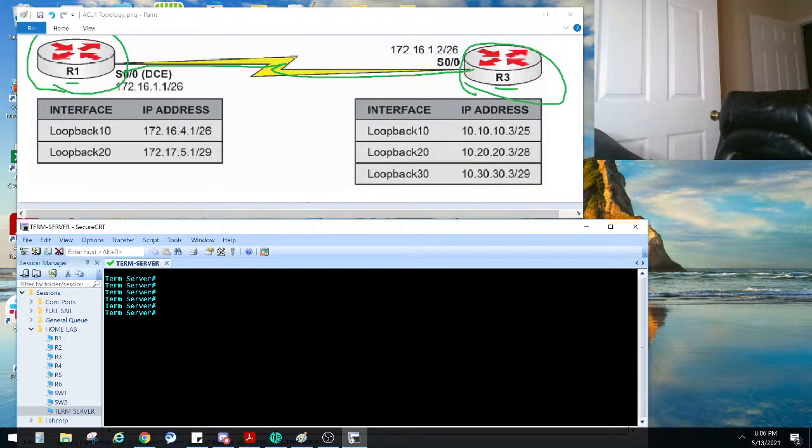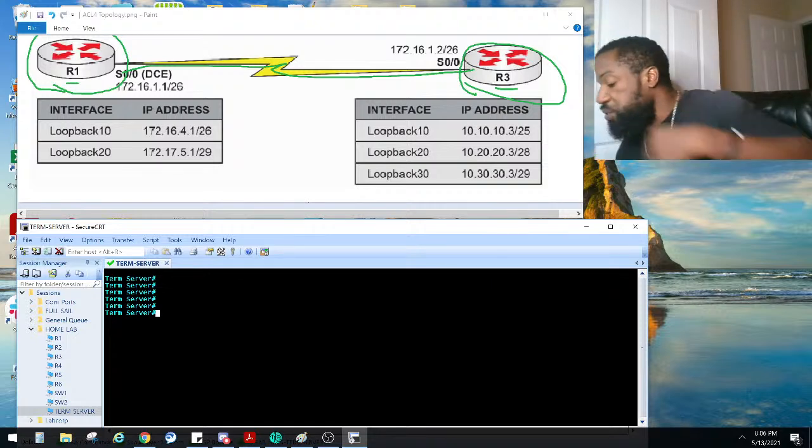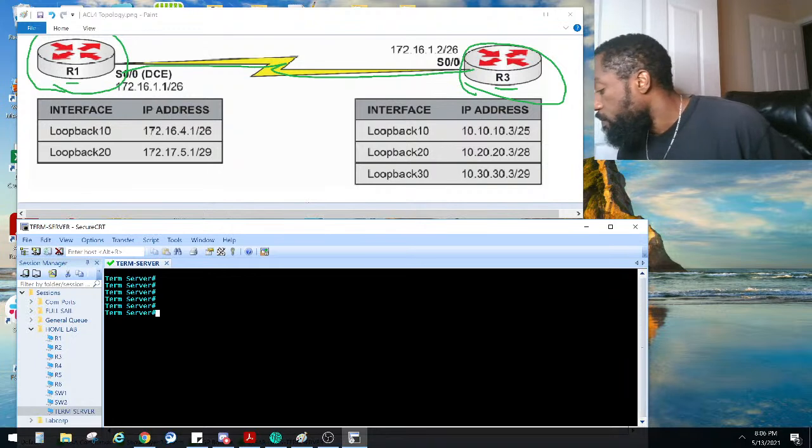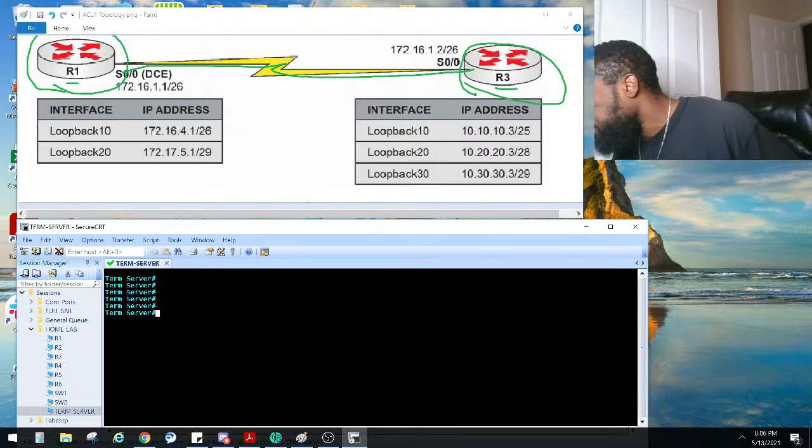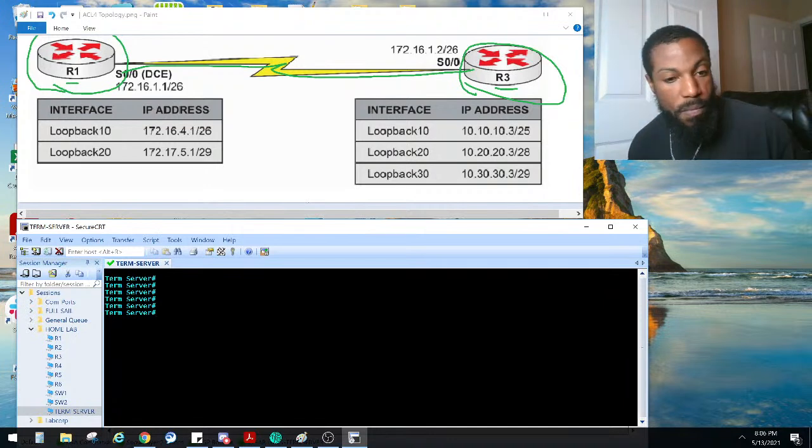Y'all know I'm using hardware. I mean, I like EVE-NG and GNS3. I like those. But I've had this hardware for a while, and I just want to be able to use it, you know? Plus, I'm old school like that. I like seeing blinking lights, etc.